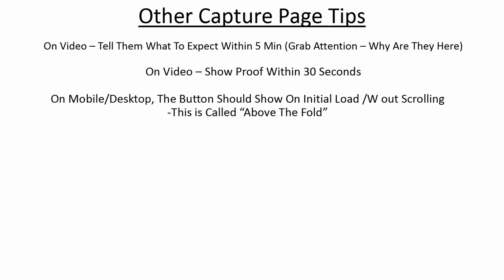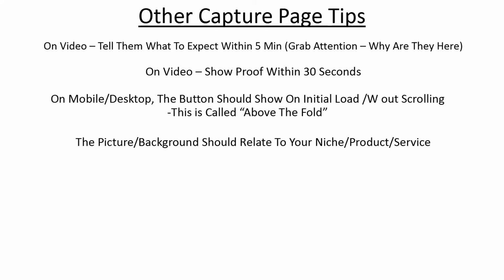On mobile and desktop, the button should always be shown on the initial load without scrolling. As I said earlier, and in the example, this is called above the fold. Picture and background should relate to your niche, product, or service. And congruency: everything, again, needs to be congruent. I mention this a lot in these videos, and I'm going to keep mentioning it a lot. You need to be congruent. Every single time someone has to make a new micro decision, you are hurting your odds, you're hurting your outcome, and you're spending more money than you need to make money.